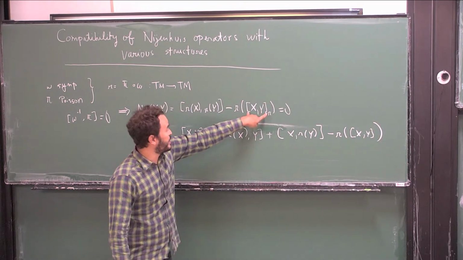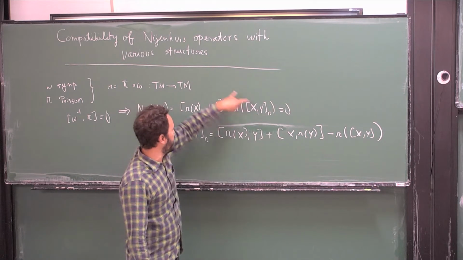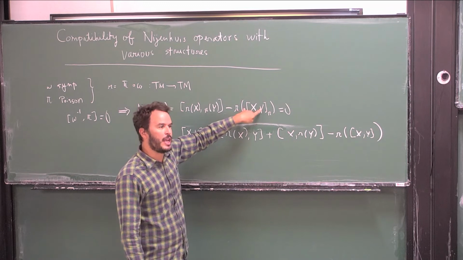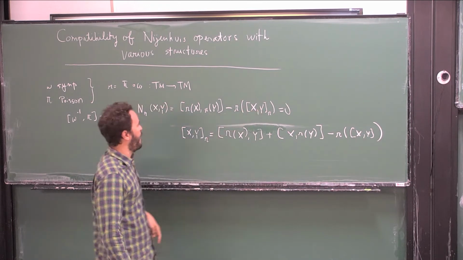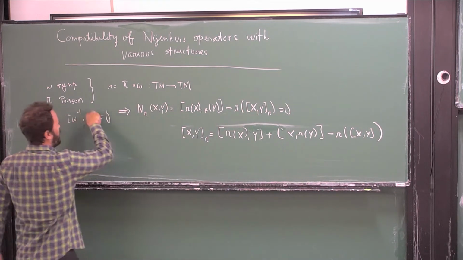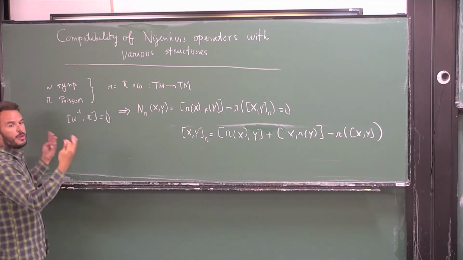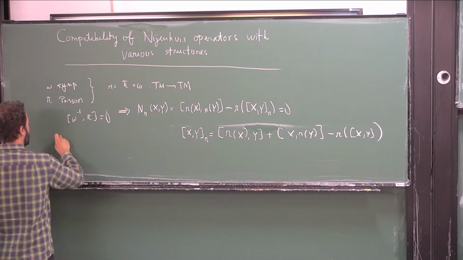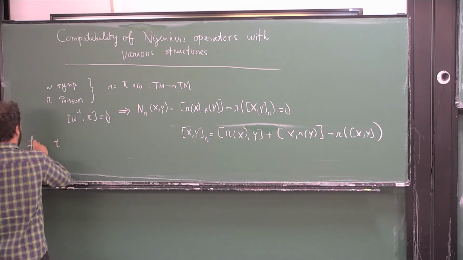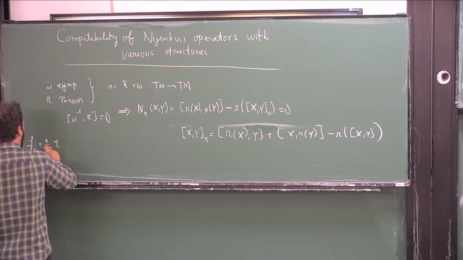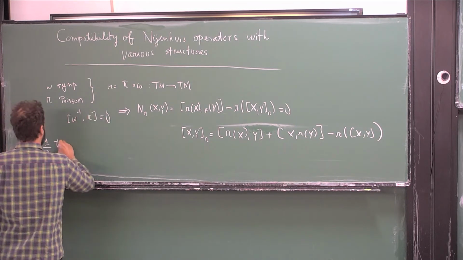This is a bracket on the tangent bundle. I mean, this vanishing is equivalent to saying that this bracket defines a Lie algebroid structure on TM. So this compatibility implies that the Nijenhuis torsion vanishes. And the way you construct integrals for this system is just by taking traces of powers of this R.